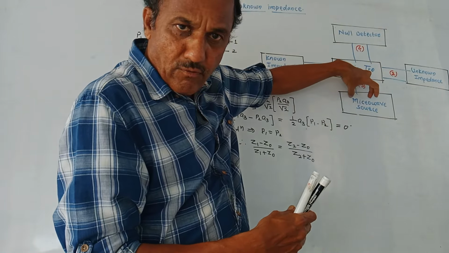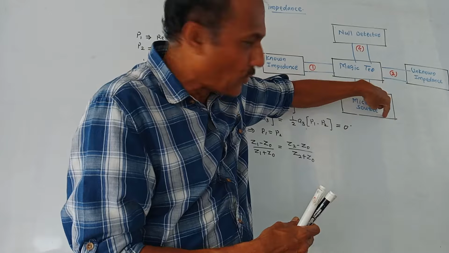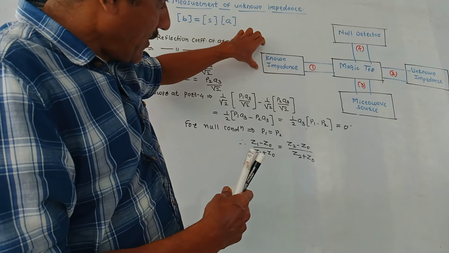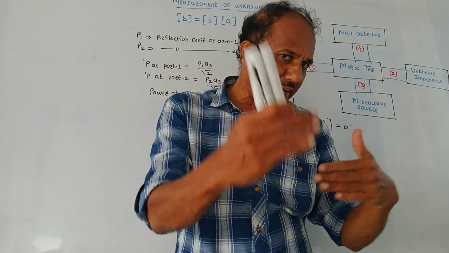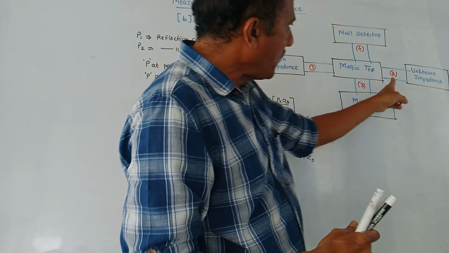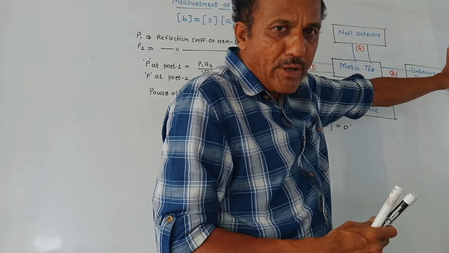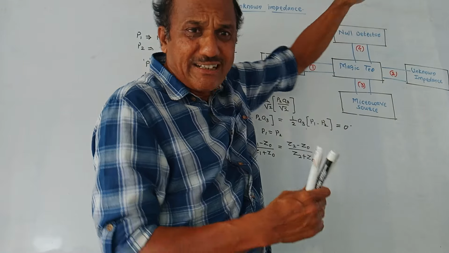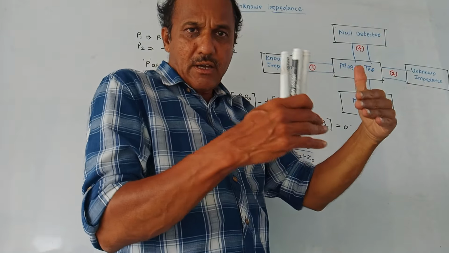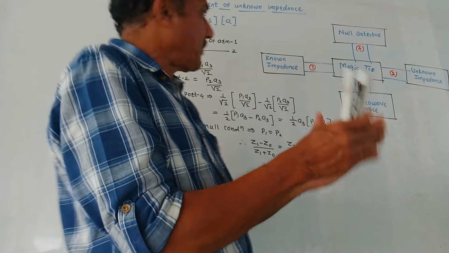At port 3, we have connected one microwave source. At port 1, we have connected a known impedance. This is the standard known impedance which can be varied, which can be changed. At port 2, we have connected the unknown impedance which we want to measure. And at port 4, we are using null detection, that means the device which shows 0 output.